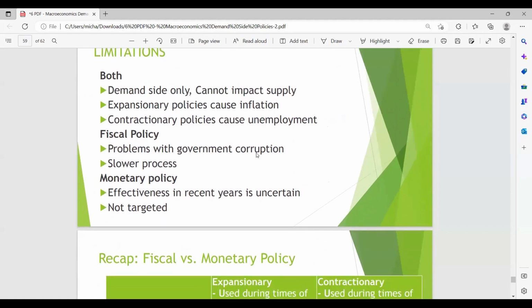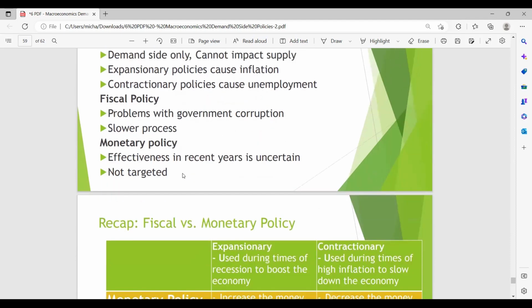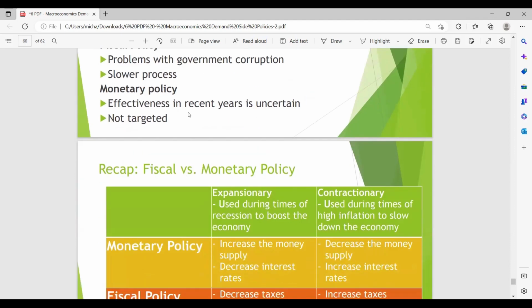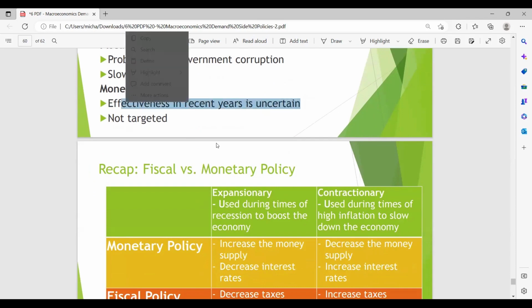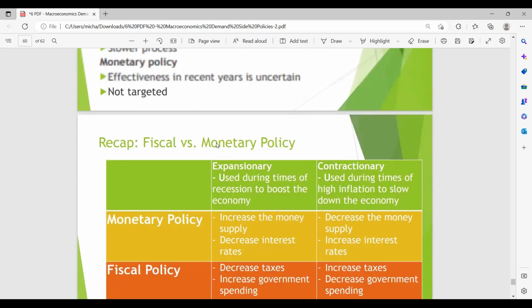Contractionary policies cause unemployment. Fiscal policy has issues with government corruption. Governments can steal money in cases like that, or give it to people connected to government officials, which does happen. It's also a slower process. Monetary policy effectiveness in recent years is uncertain. It's very hard to figure out if it's working, because during 2008 to 2014 there was no noticeable increase in growth. And also, monetary policy is not targeted. You can't really target a monetary policy.